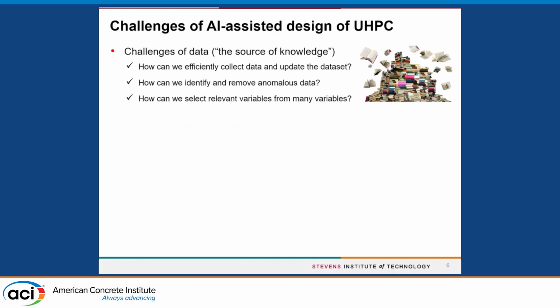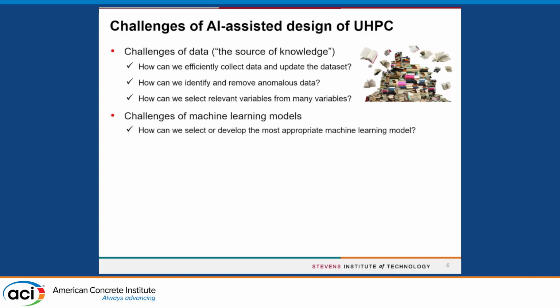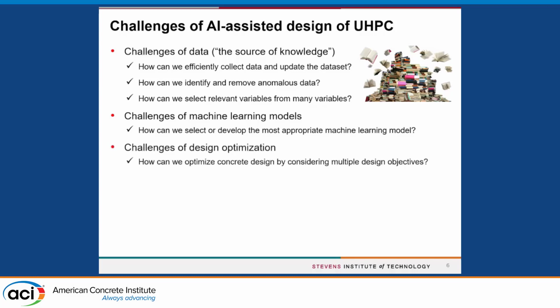To facilitate the AI-assisted design, we have to answer several critical questions. The first question is, how can we efficiently obtain large enough and good enough data for high accuracy of the machine learning model? The second question is, we know that for now we have a lot of different types of machine learning models developed, and how can we select or develop the most appropriate machine learning models? The third question is, how can we optimize the UHPC mixture design by considering many design variables, not just the compressive strengths?